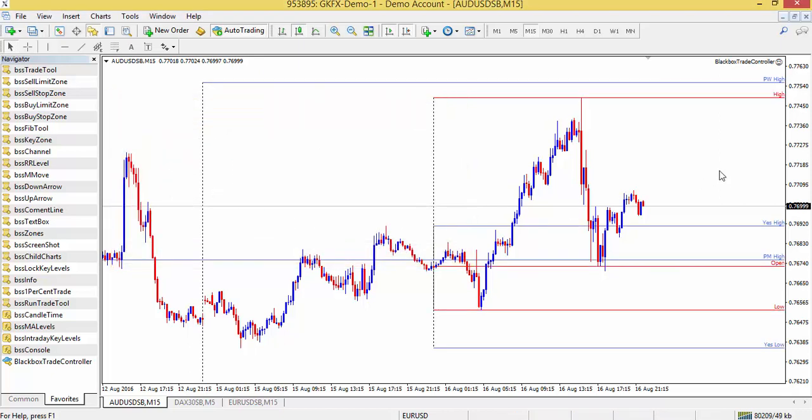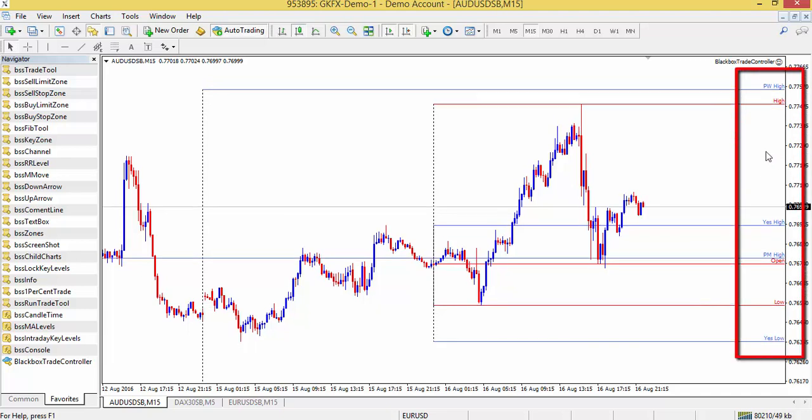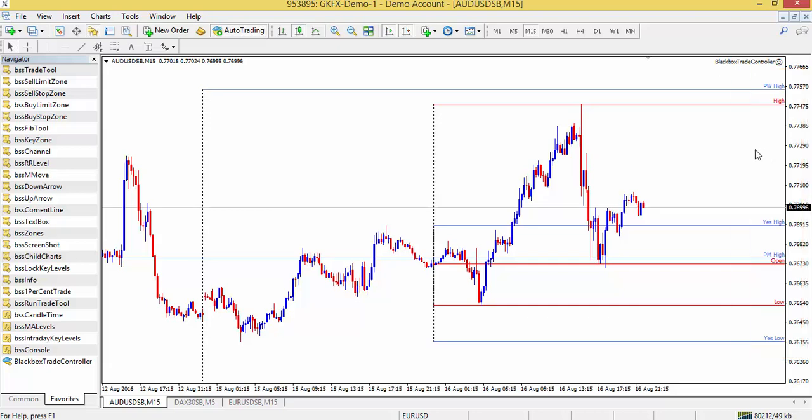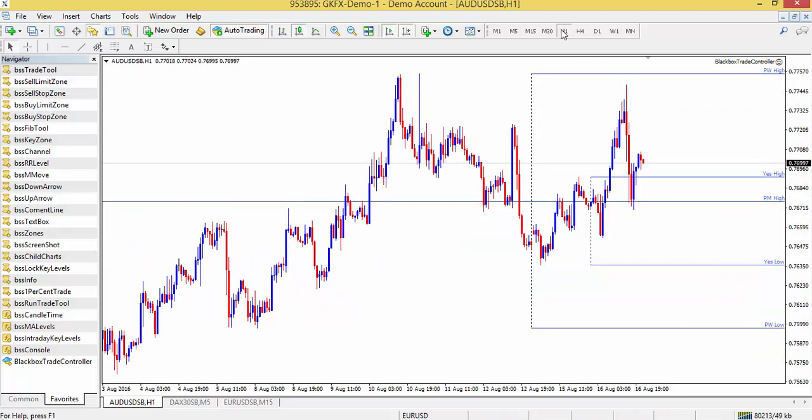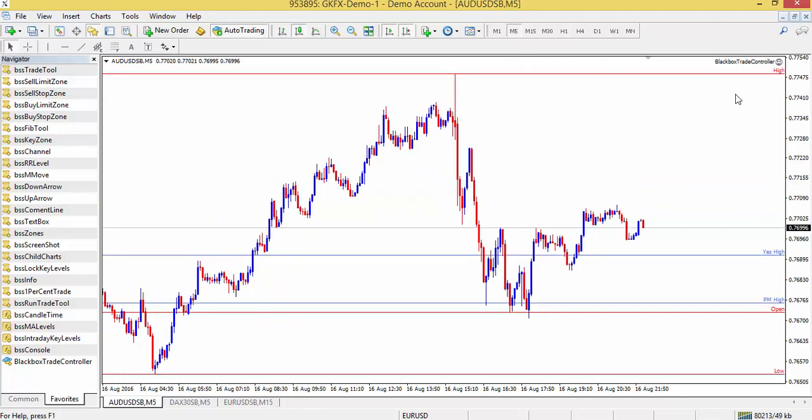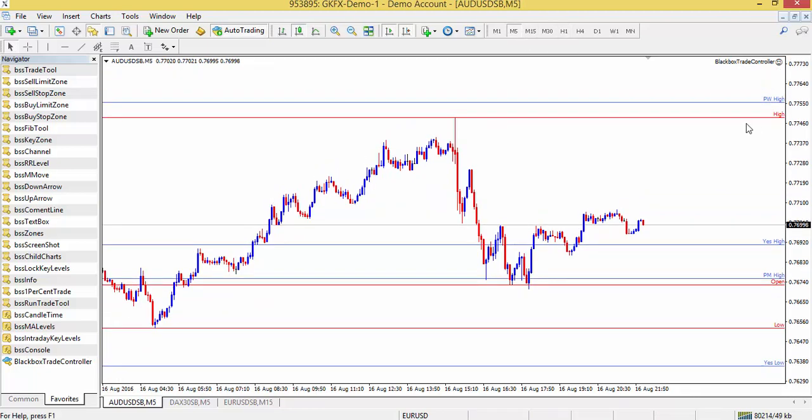The open, high and low levels for the current session are displayed in red, and the other dynamic levels are displayed in blue. As this is a user configurable option, the colours can be changed at any time depending on user preference.